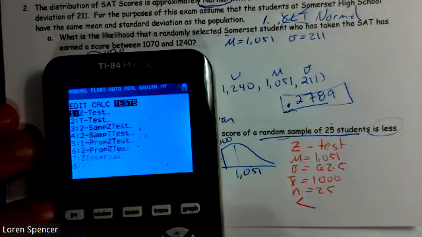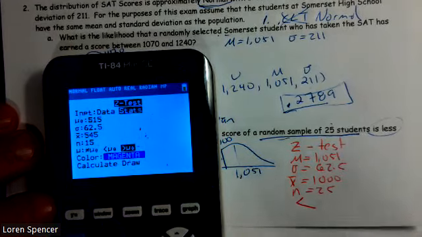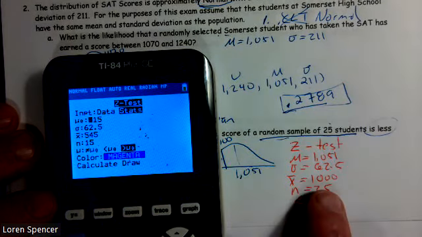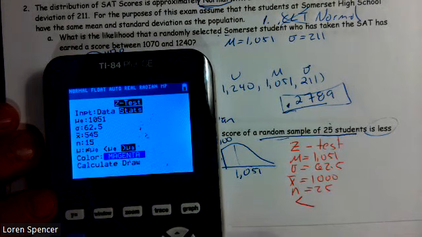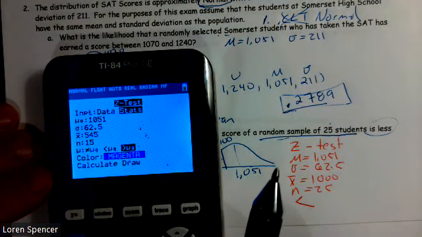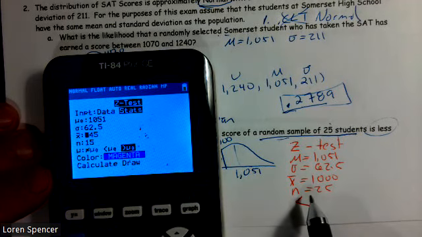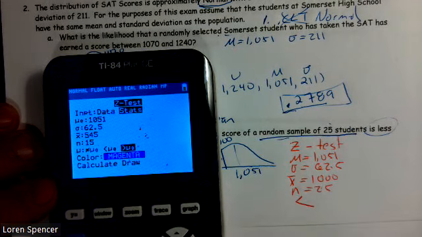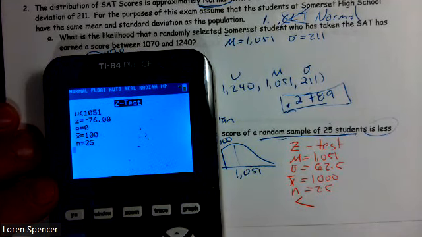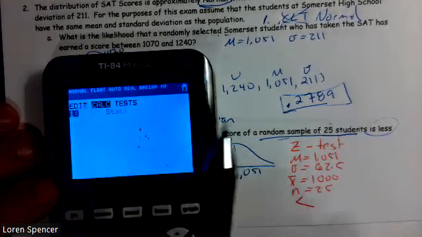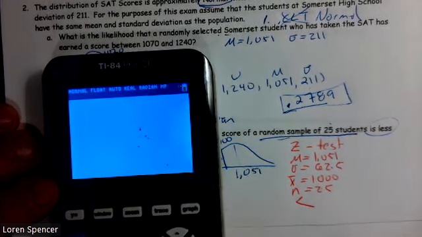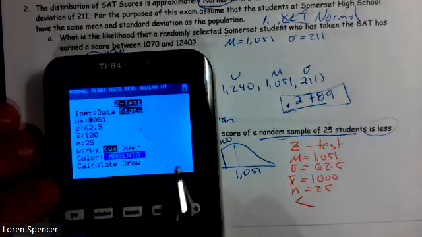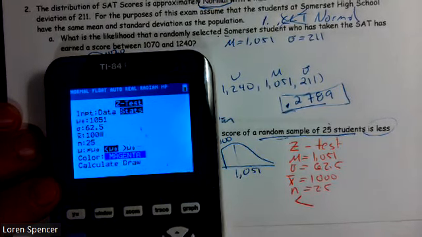So stats test Z test. The mean 1051, 62.5. The X bar is 1,000 and the sample size is 25, and we need to make sure we're less than. When we do that, make sure I have everything in there right. The X bar is not 100, it's 1,000.